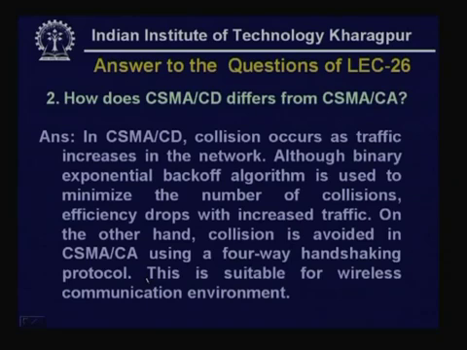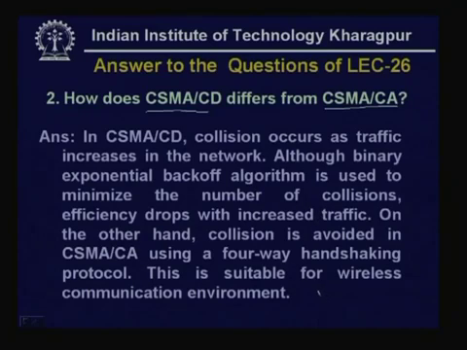Second question was, how does CSMA/CD differ from CSMA/CA? In CSMA/CD, collision occurs as traffic increases in the network. Although the binary exponential backoff algorithm is used to minimize the number of collisions, efficiency drops with increased traffic. We have seen that in CSMA/CD, whenever collisions occur, by using that binary exponential backoff, the average backoff time is doubled.